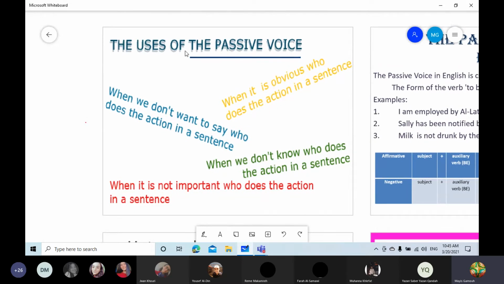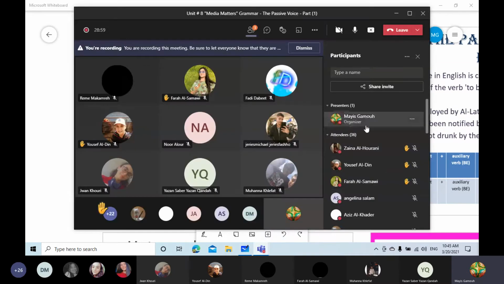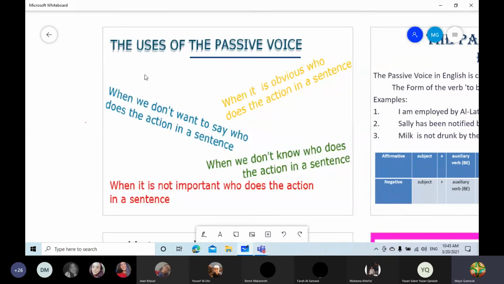What are the uses of the passive voice? Here we have 4 uses. Let me have Zaina read the uses, please, dear.